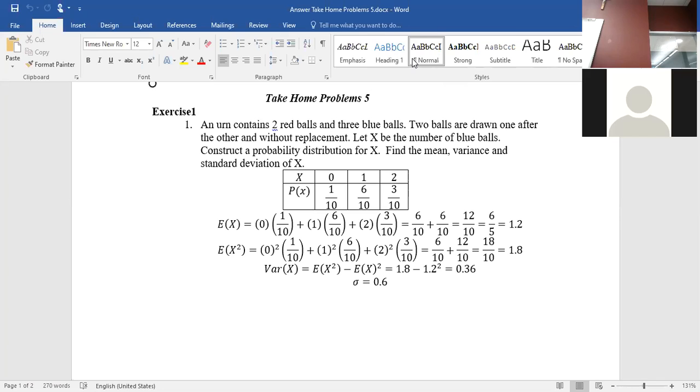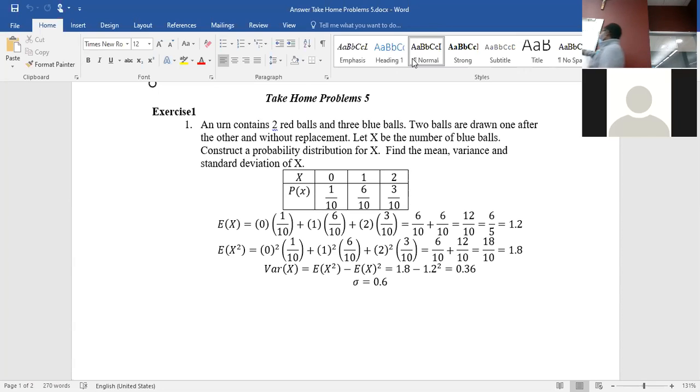First red, second blue, 3 over 10. Here, this is first blue, second red. First blue, second red. First red, second blue is again 6 over 20, which is 3 over 10. So we will get 3 over 10 plus 3 over 10, that gives us 6 over 10. If you don't understand, you can ask.